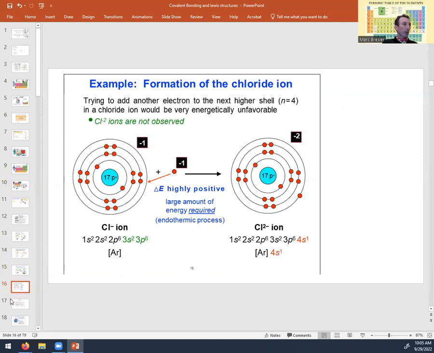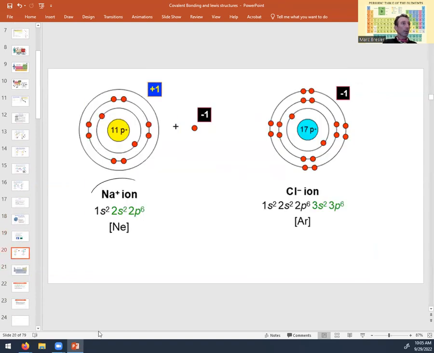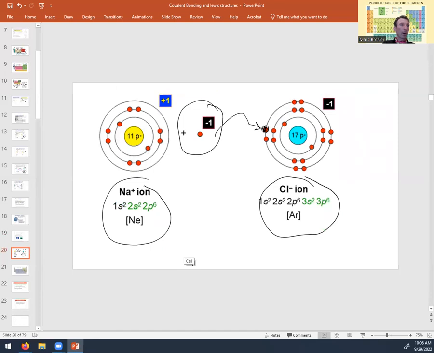So what happens here is that the two atoms will come together, sodium and chlorine. So the sodium ion's here with its +1 charge, and the chloride ion's here with its -1 charge. Sodium lost that electron, so chlorine's happy to take that electron. So maybe this is the electron that got put here. So it transfers the electron, and then they have this charge imbalance, and then they electrostatically bond.